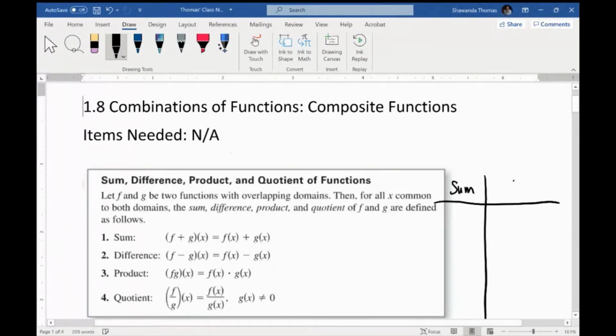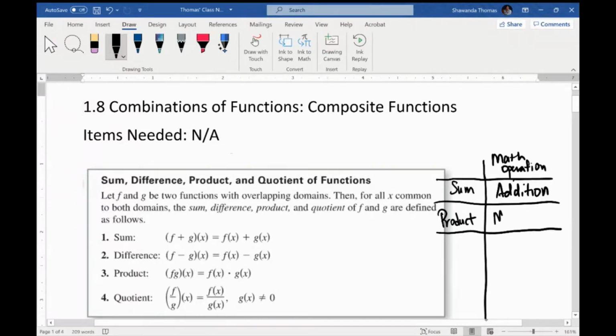Y'all know I like my little tables. Math operation. Sum is addition. What about product? What math operation is it? Multiplication. It sure is multiplication. All right. What about difference? Subtraction.